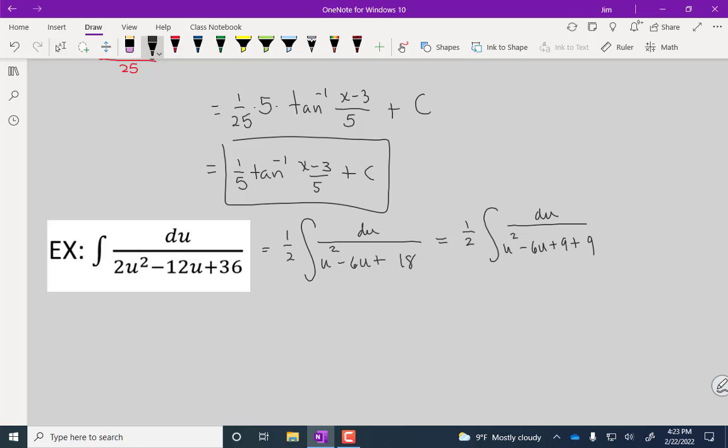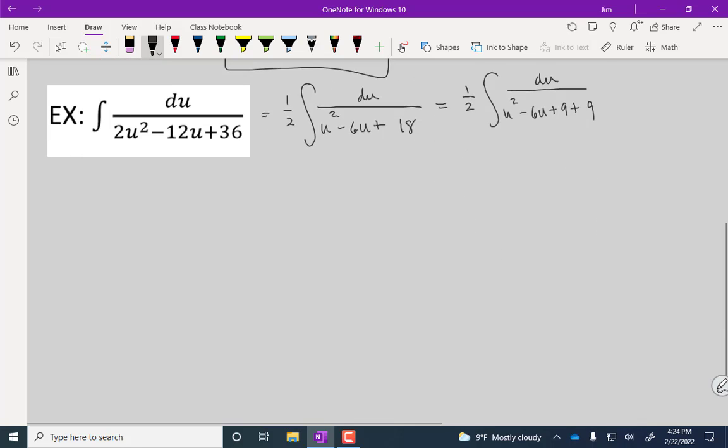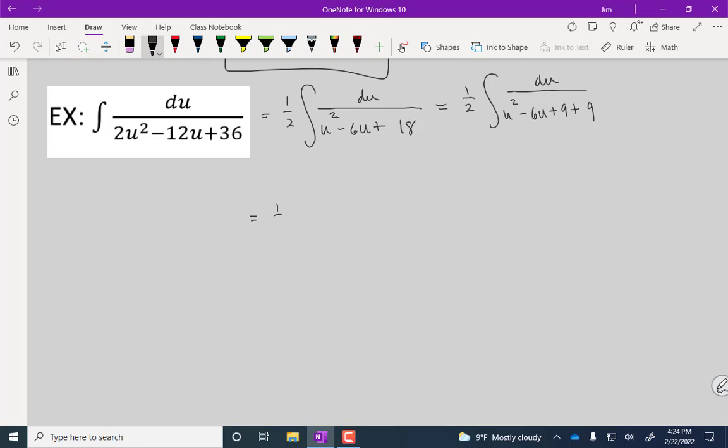So everyone is seeing that we want to split the 18 into a 9 and a 9. So we take the 6, divide by 2, and square it, that's 9. So we need that 9 to complete the square. So this will be 1 half integral du over u minus 3 squared.